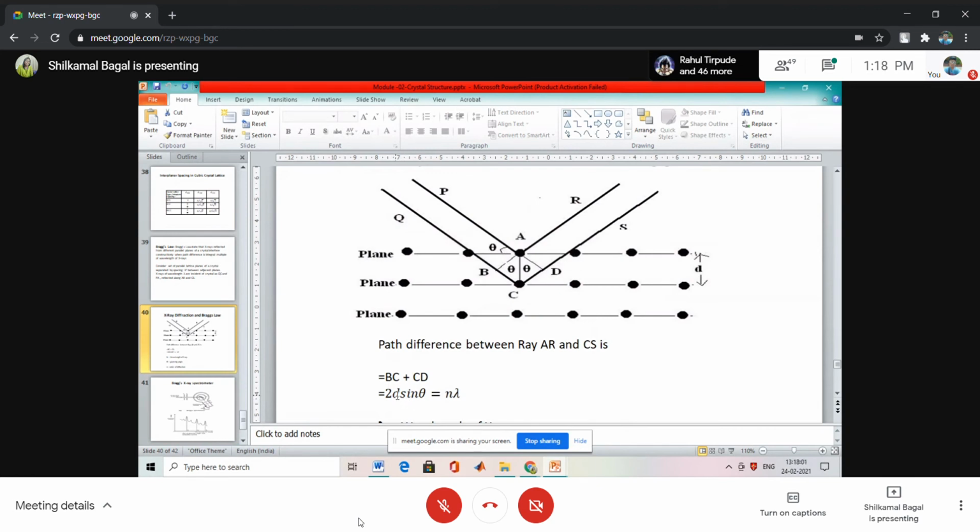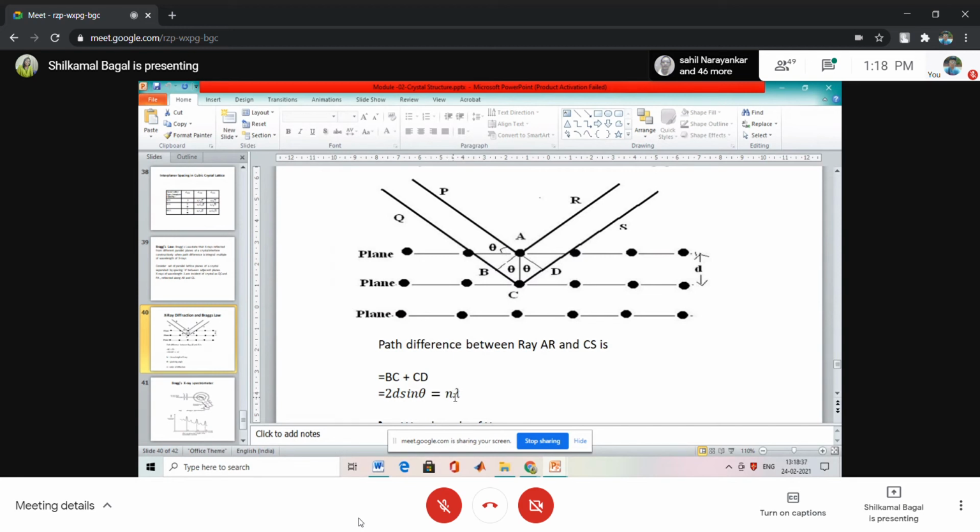d is a constant. Then in the path difference 2d sin theta, what is the variable? 2 is also constant, so the variable is only theta. Got it? So if theta changes, the path difference between the reflected rays will change. And when this theta satisfies the condition that the path difference is an integral multiple of n lambda, then only there will be the maxima.